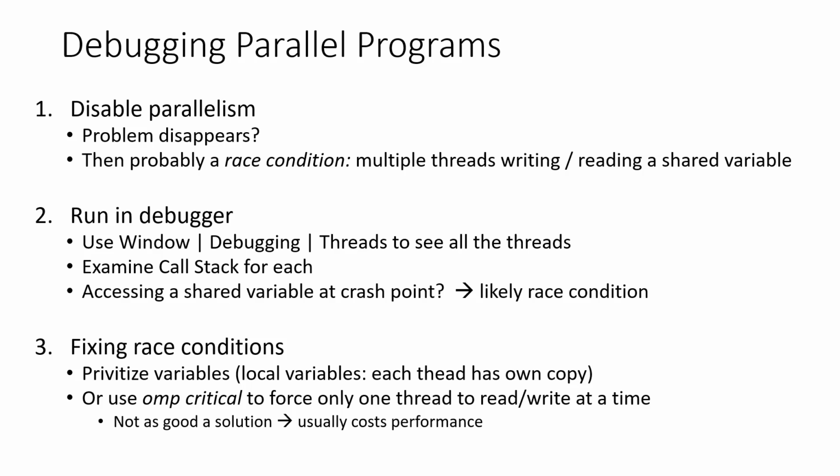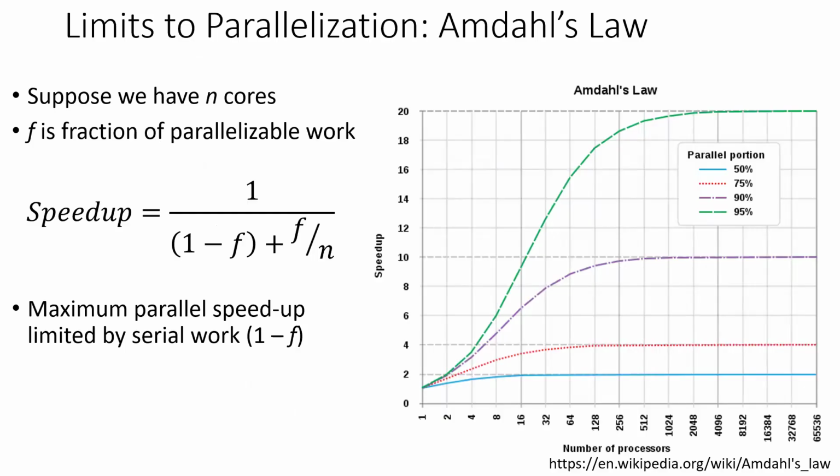This is not as good a solution because we're sort of removing parallelization, adding in serialization to something. So only use this when there is no other way. And this is something that could be really helpful. Amdahl's law. This is the formula that people use to estimate how much speedup you can get by parallelization.